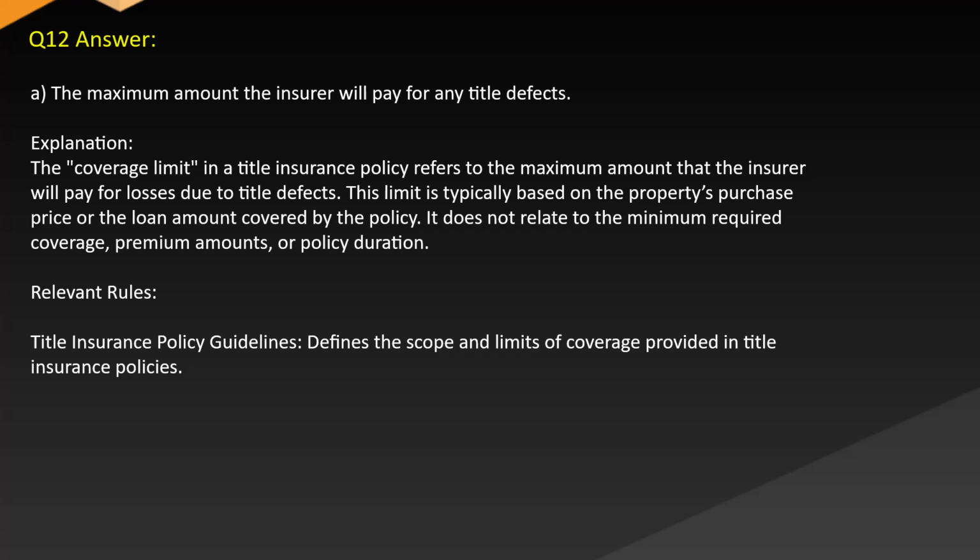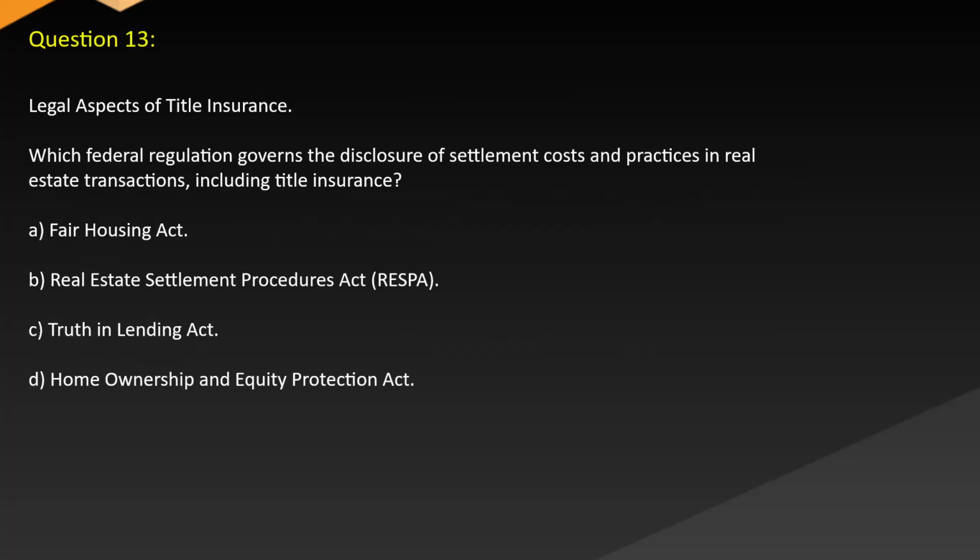Explanation. The coverage limit in a title insurance policy refers to the maximum amount that the insurer will pay for losses due to title defects. This limit is typically based on the property's purchase price or the loan amount covered by the policy. It does not relate to the minimum required coverage, premium amounts, or policy duration. Relevant rules. Title insurance policy guidelines define the scope and limits of coverage provided in title insurance policies. Question 13. Legal aspects of title insurance.